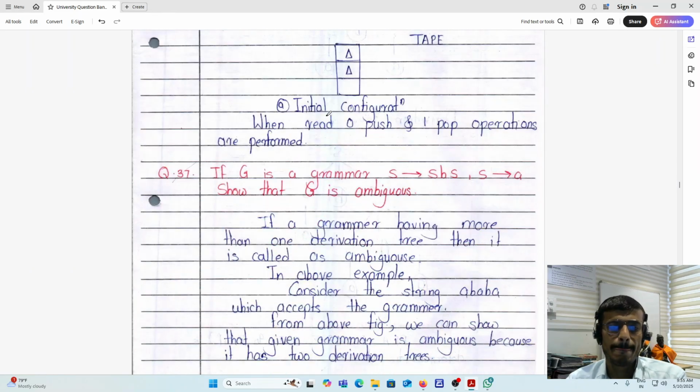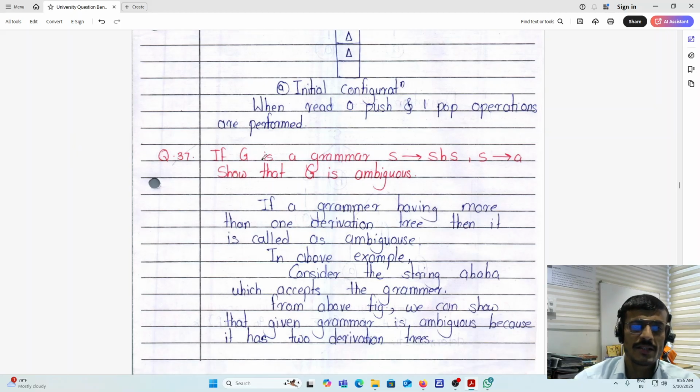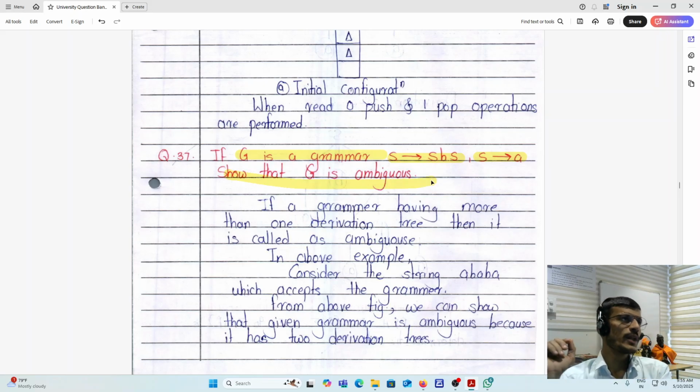Now see, if G is a grammar having two productions, S tends to SbS and S tends to a, then show that G is ambiguous. We already know what is meant by ambiguity. When the given grammar's production has more than one derivation tree, it is called an ambiguous grammar, and those trees are called ambiguous trees. If a grammar has more than one derivation tree, then it is called ambiguous.